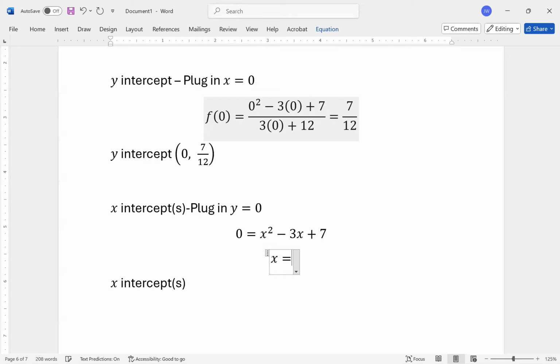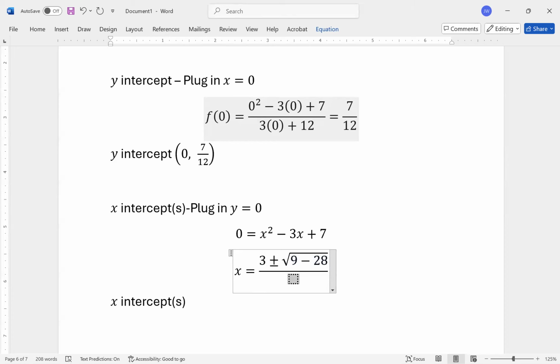So I would have to utilize the quadratic formula: the opposite of b, plus or minus the square root of b squared minus 4 times a times c. That's 4 times 1 times 7, all over 2 times a. Notice what's going to happen here. Well, let me just go through this.